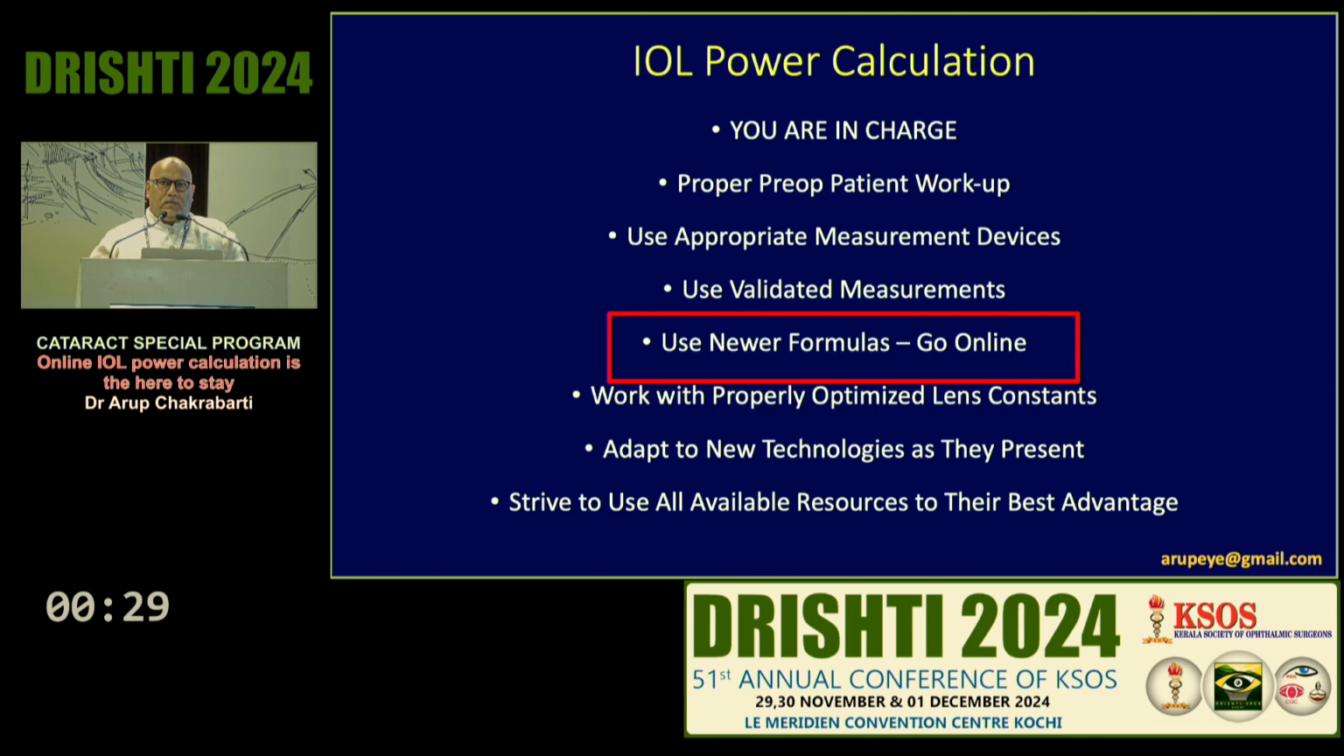So friends, you must remember that in this game of IOL power calculation, you as the surgeon are in charge. Somebody else may be doing the calculations for you, but you have to be very, very thorough in your IOL power calculation techniques. You must be aware of what are the latest. Every peer-reviewed journal, every issue has 2 or 3 new articles which bring up a lot of new things. Proper patient workup, accurate biometric parameters have to be obtained. Use newer formulas, go online, and with properly optimized lens constants, try to adapt to the new technologies as they present. Anything that is new may not be the best, so don't be in a rush to change everything you have been doing, and strive to use all available resources to their best advantage.